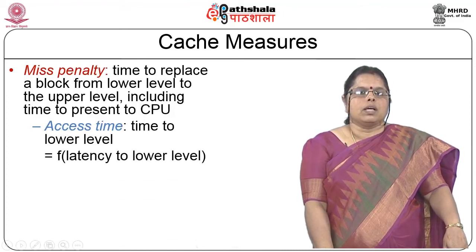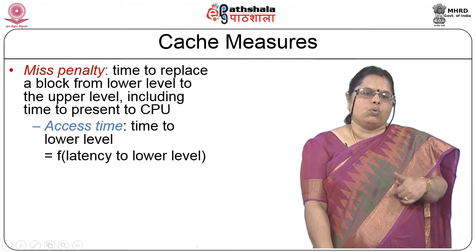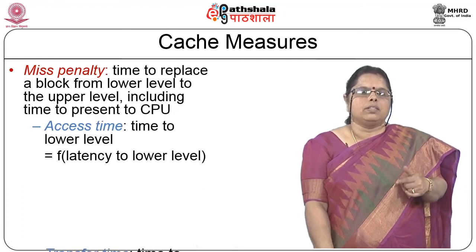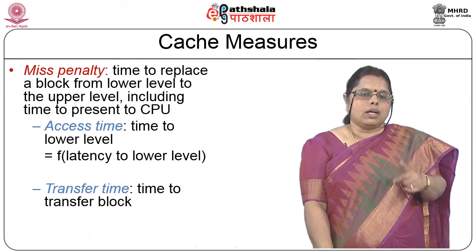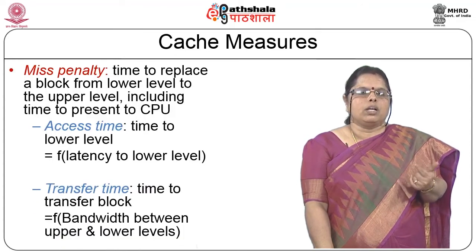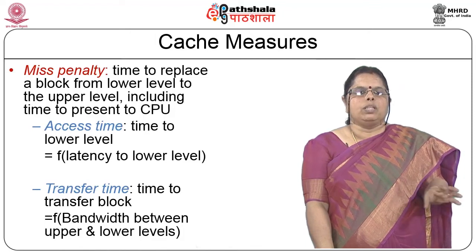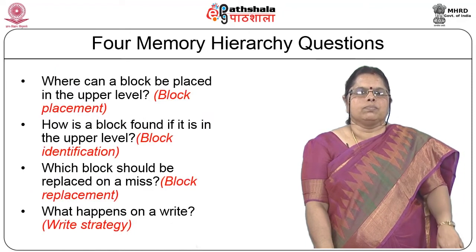So, the access time is the time to get the data from the lower level, which is a function of the latency to the lower level, and the transfer time is the time to transfer a block, which is a function of the bandwidth between the upper and lower levels.